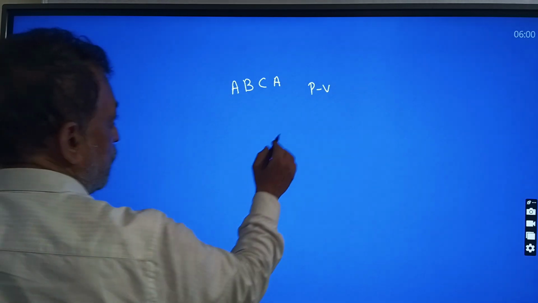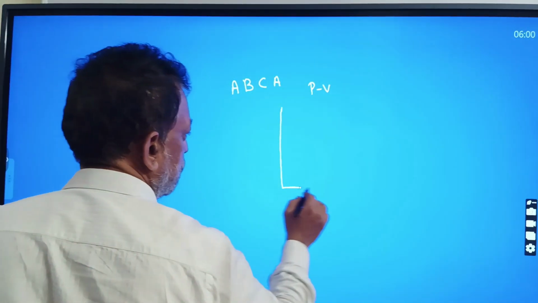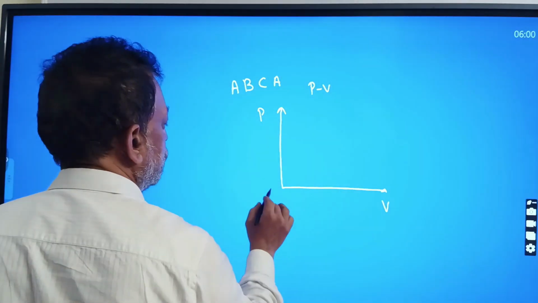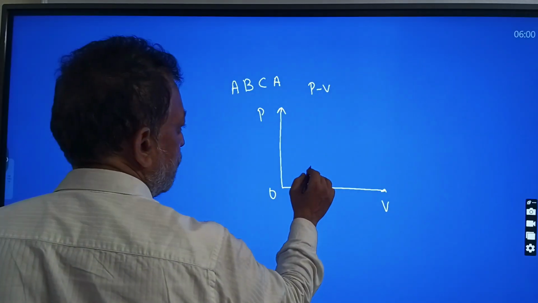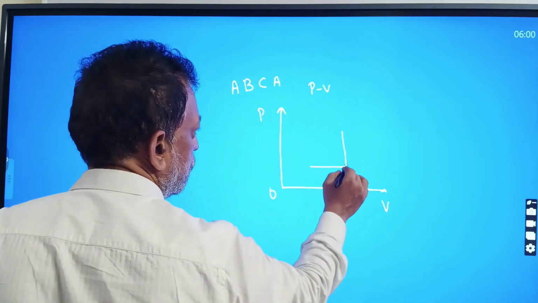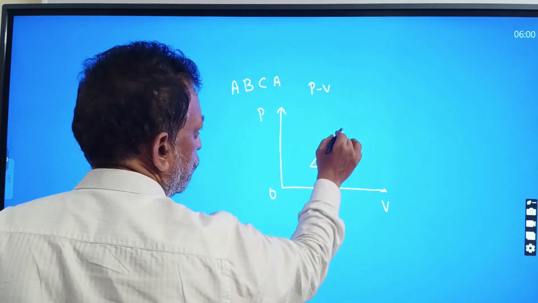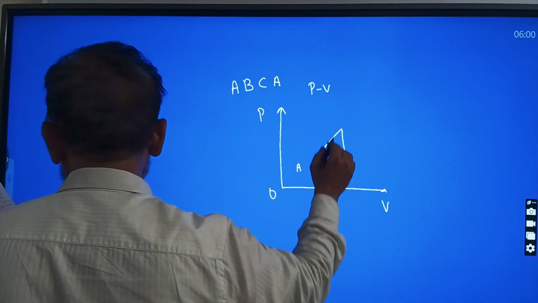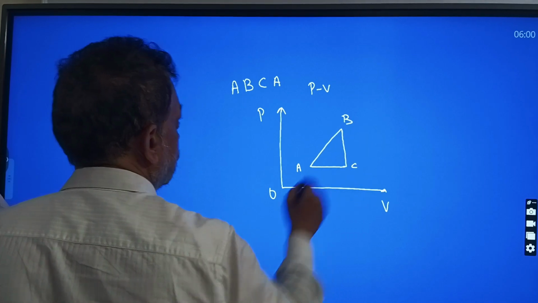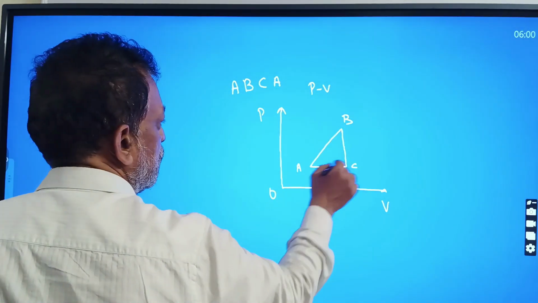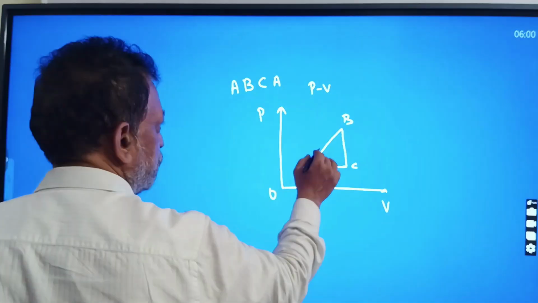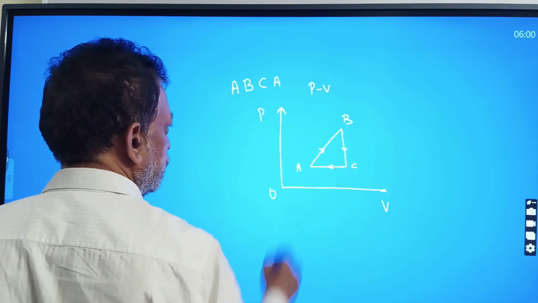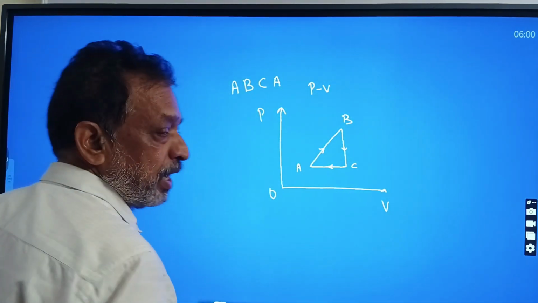Now see this one, they are given the diagram. This is the volume, this is the pressure. The shape given is a right angle triangle, A, B, C, A. So the loop is A to B, B to C, C to A. Is it clockwise or anti-clockwise?